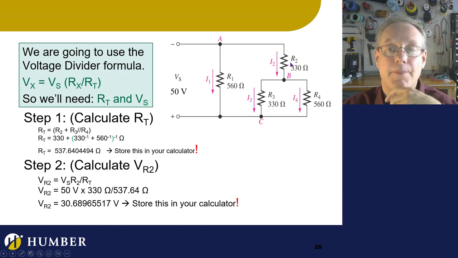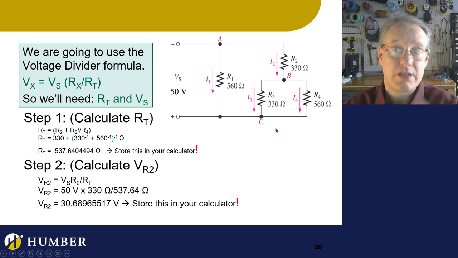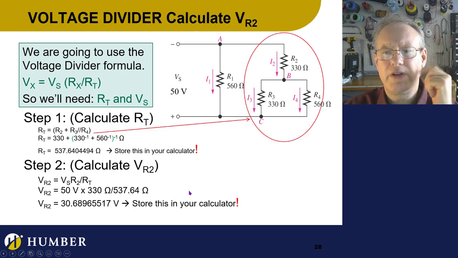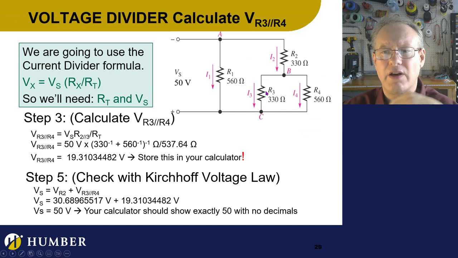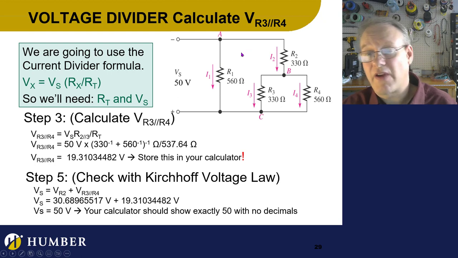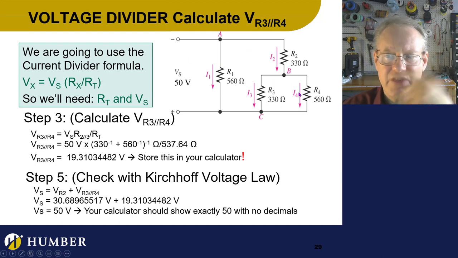So the ratio of the resistors that are dividing the voltage is this one compared to the entire series component of the circuit. So there you go, and that's 30.7 volts. Keep that in your calculator. What I want to do is continue on and take a look at the voltage drop across these. Like I said before, if this was 500 and that was 500, they'd be dividing it evenly. But in this case, these values are different.